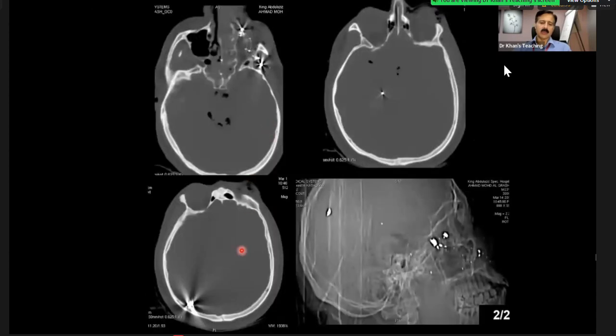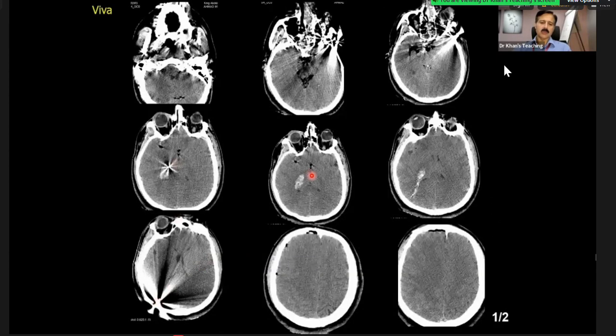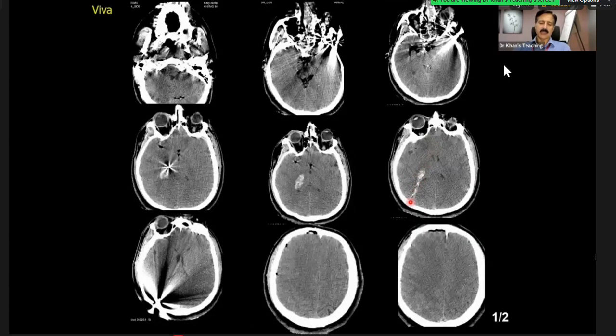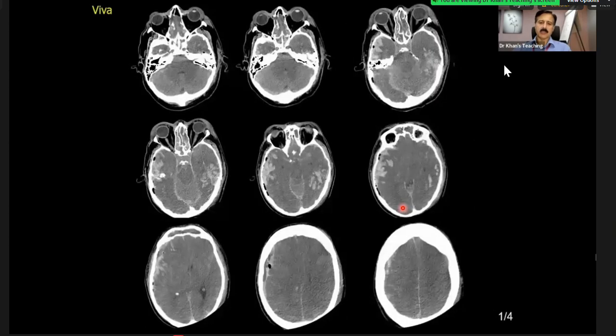So sorry, here you are. So metallic densities, etc. And you can see this sharpener. This is the sort of path of that sharpener.